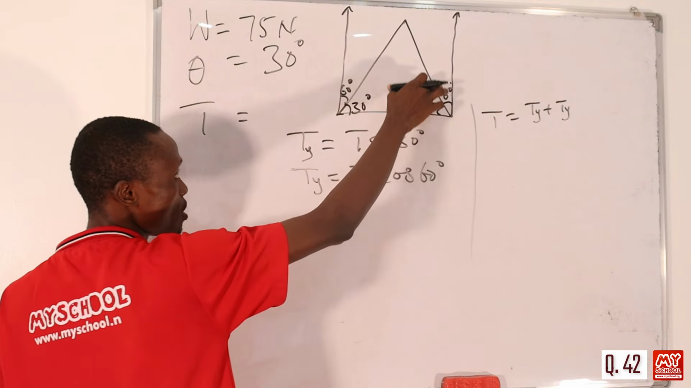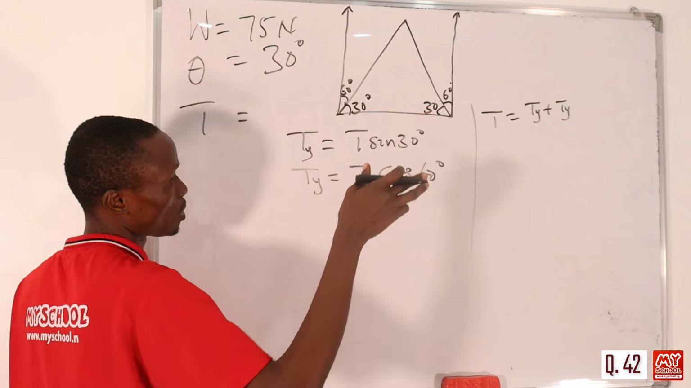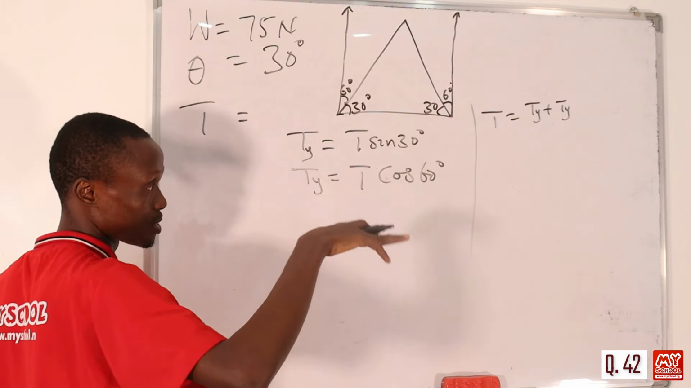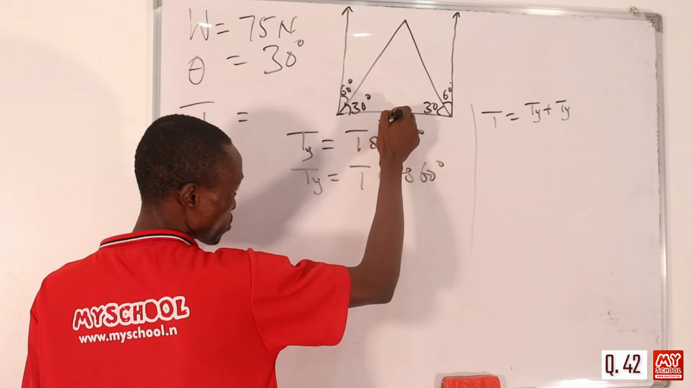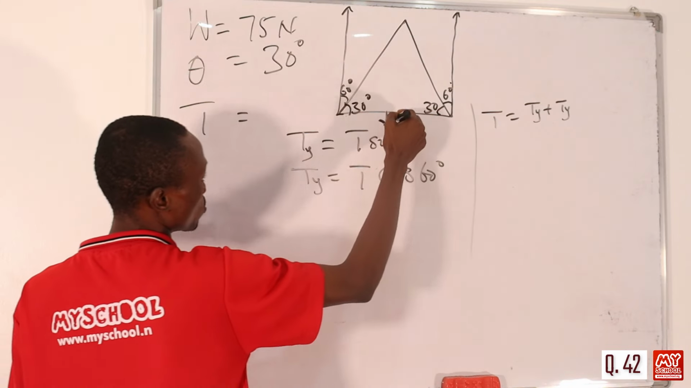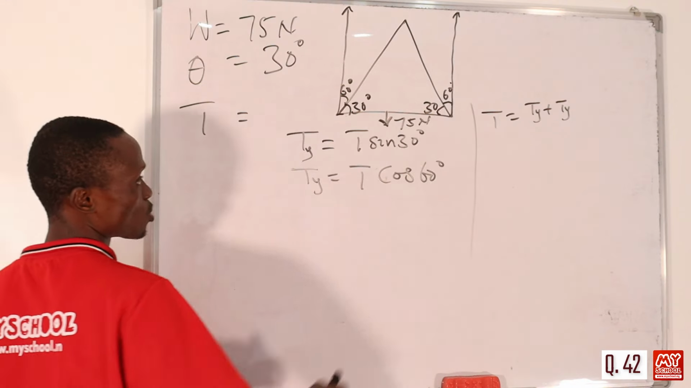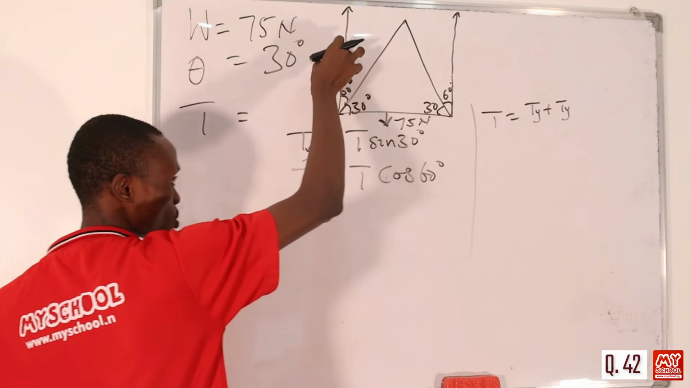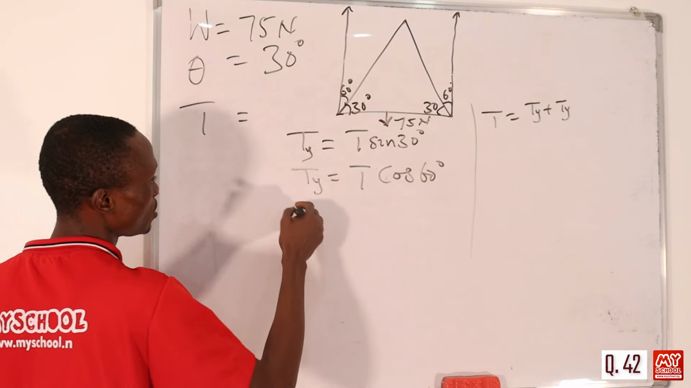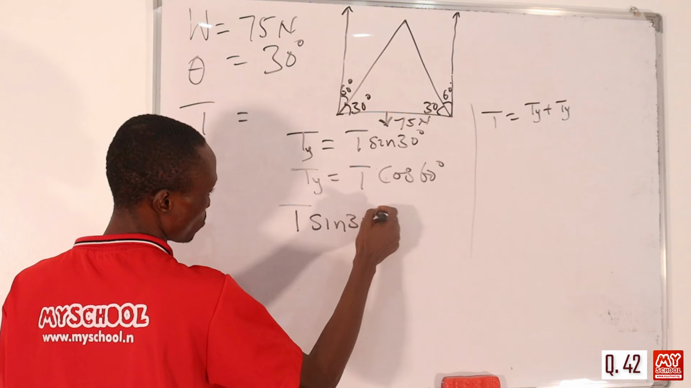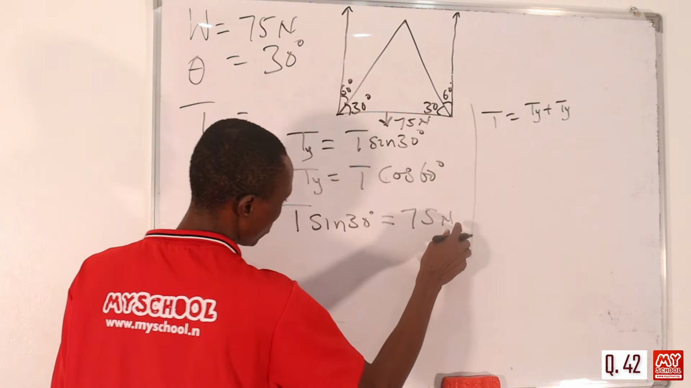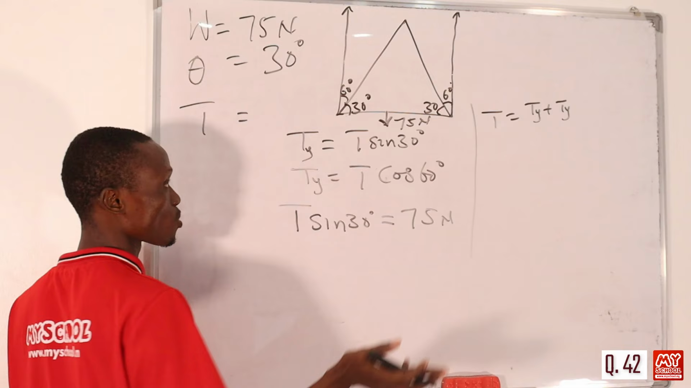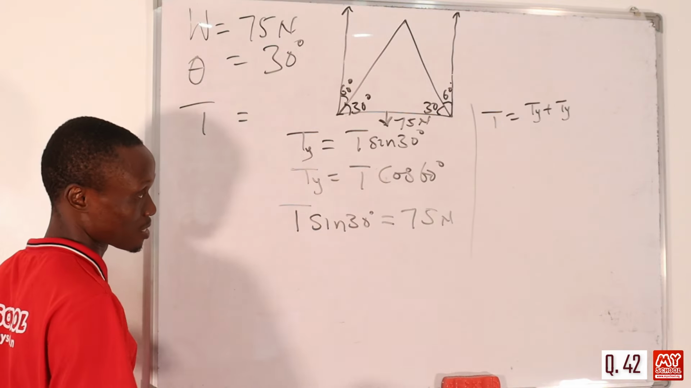Now for this mirror to be in equilibrium, remember the vertical force acting upward must be equal to the vertical force acting downward, which is the weight of the mirror. The weight of the mirror acts downward and is given to us as 75 Newton. Since the total tension is Ty plus Ty, which equals T, here we'll have T sine 30 degrees equal to 75 Newton. The reason is that the mirror is in equilibrium, so the force acting upward will balance out the force acting downward.